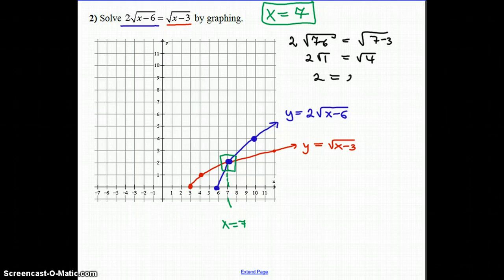And this looks great. Alright, we get 2 equals 2, and the 2 is the y value that you get. So this is saying when x is 7, you get y is 2 on the left and 2 on the right, and this is our y value.